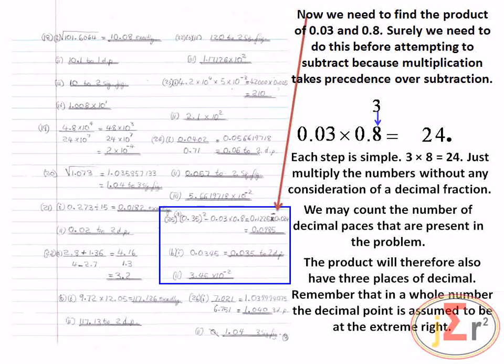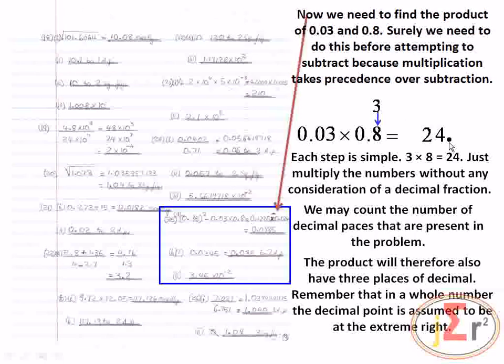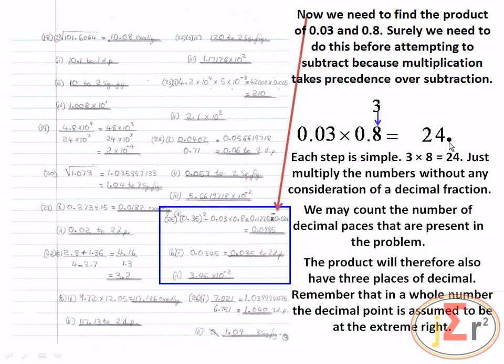Remember that in a whole number, the decimal point is assumed to be at the extreme right, which is where we have it right here. That is where the decimal point is assumed to be in a whole number. And we also need to have 3 places of decimal in our answer.